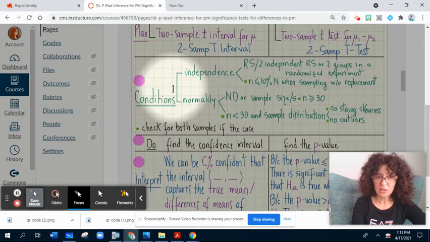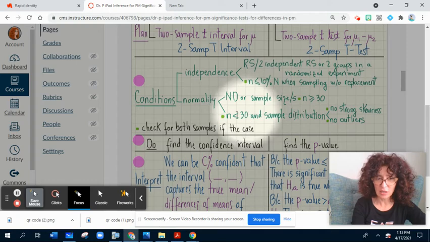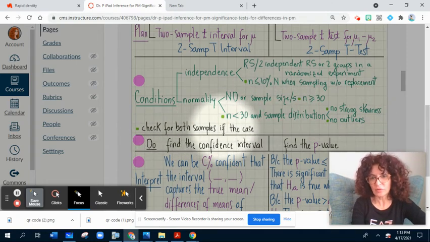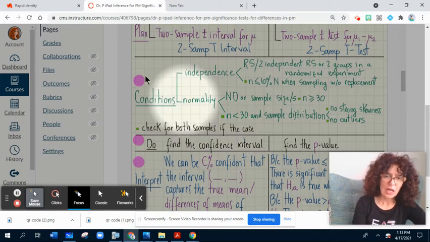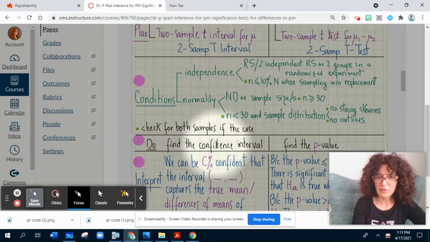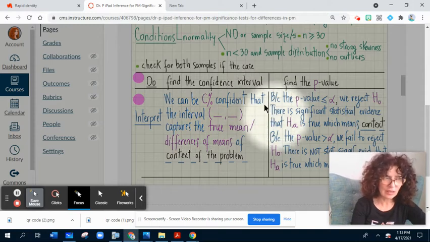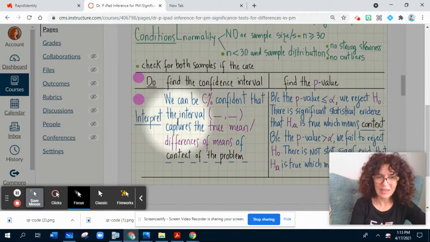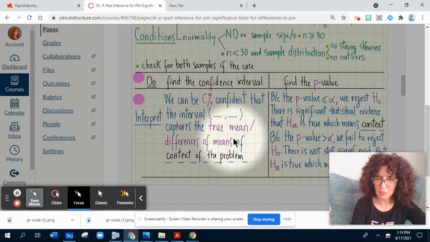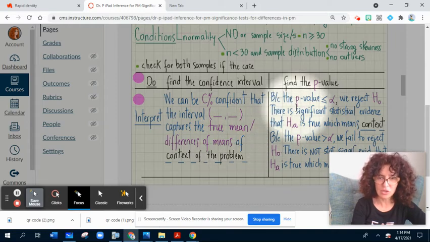After you check the conditions, and don't forget to check the green bullet conditions for both samples if you have two samples, the next step is to find the confidence interval or the p-value, and then we have the STEM, the statistical framework in which we interpret our results. If you have a confidence interval, the STEM is the same as in the population proportion.